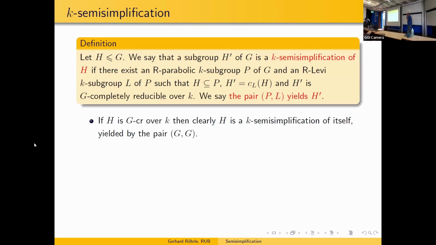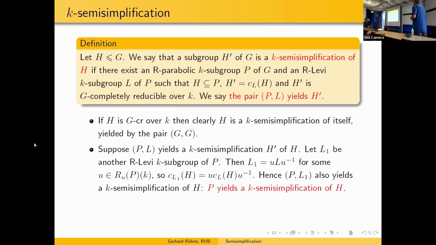The easiest example: what if this subgroup I start with is already GCR? Then I don't have to go anywhere. Then it's its own semisimplification, and the parabolic subgroup together with its Levi is G with itself. Well, it's a naive example, but fine. So G-completely reducible subgroups fit into the scheme.